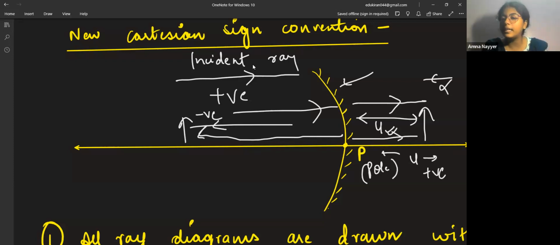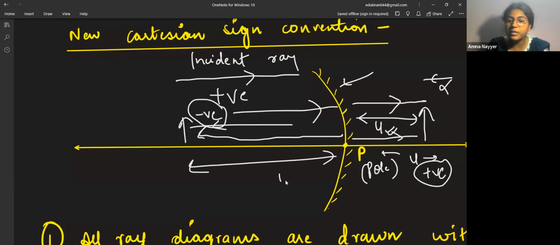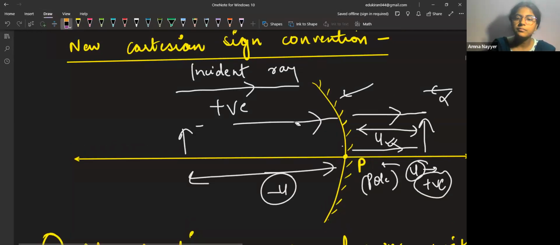In short, what did I tell you? Anything that is kept behind the mirror is positive. Anything kept in front of the mirror becomes negative. So this time, this separation, this object distance, will be minus u, not u. Now tell me, is this incident ray concept clear to all of you? Yes, ma'am.